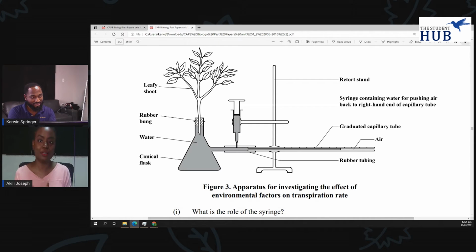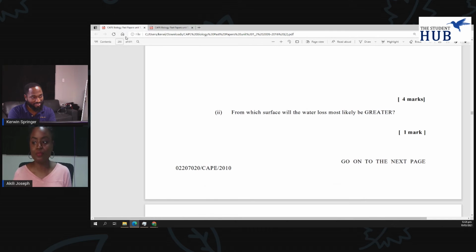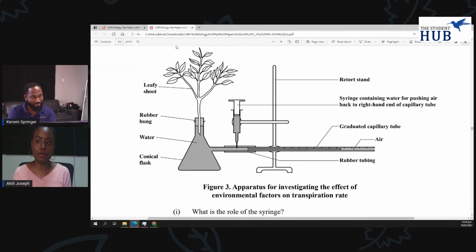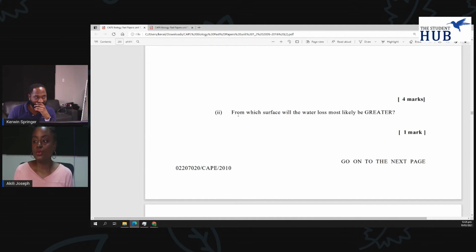So plants have adapted to having most of their stomata on the lower surface of the leaves. So from a theoretical point of view, you could have answered that question. But if you think about it from a practical aspect, you would expect this meniscus here to move faster on the setup that had Vaseline on the top of the leaves, leaving only the stomata on the lower surface exposed. So for part 2, from which surface will the water loss most likely be greater? It would be greater from the lower surface, or the lower part of the leaf.